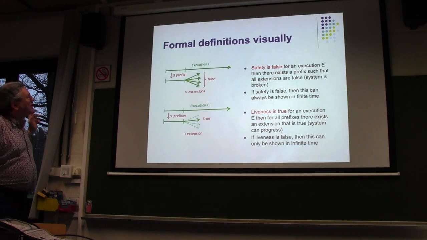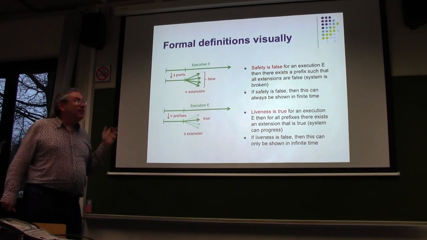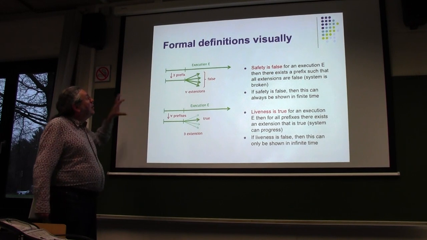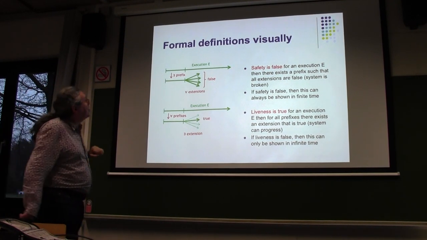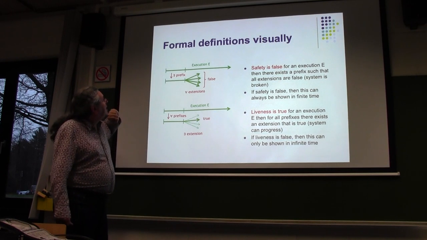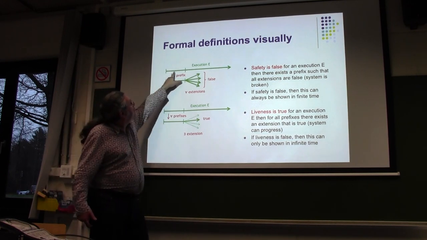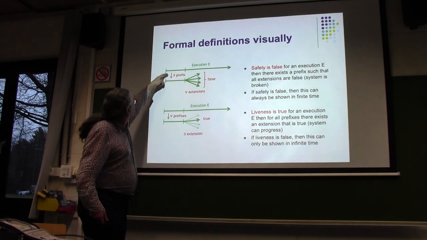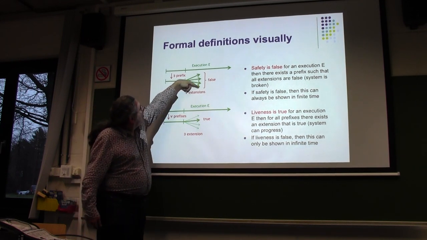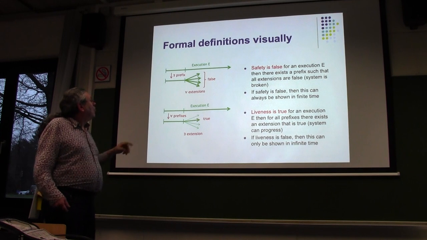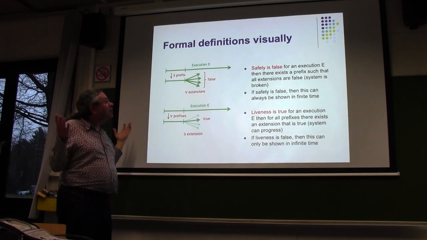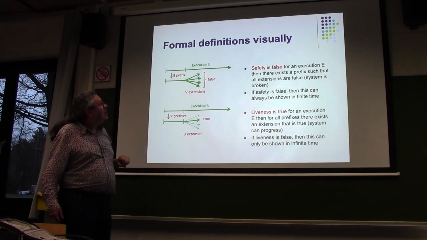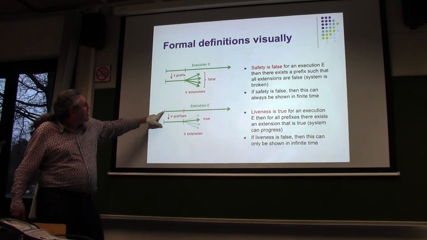This is my way of visualizing this. Your mileage may vary, I'm a very visual person. I like visual representations of things. So here the top is safety. Here I have an execution. Safety is false for this execution if there exists a prefix, here's the prefix, such that all extensions are false. So in this prefix, basically the system is broken. And if it's false, you can always show it in finite time, somewhere in here. So that's safety. Liveness is here. Here I have an execution.